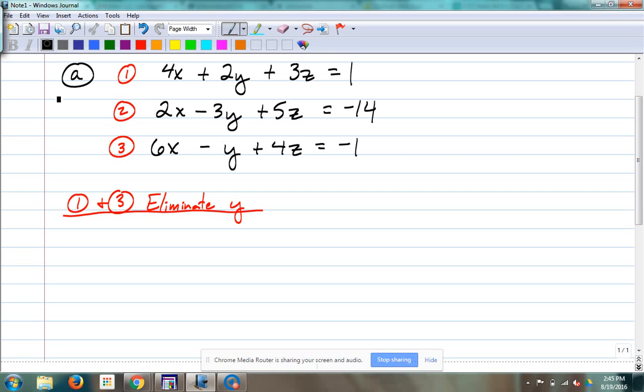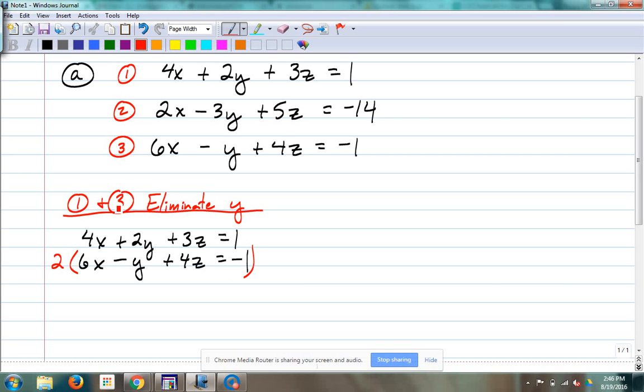So I'm just going to recopy those equations. 4x plus 2y plus 3z equals 1. And then the third equation is 6x minus y plus 4z equals negative 1. Now, if I want to use elimination to get rid of the y, what does this y need to turn into? A negative 2, in fact. It's already got the negative, so what do I need to do to this equation here? Multiply that whole thing by 2.